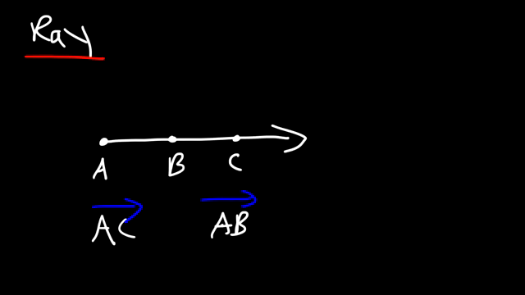The reason why we can't name it ray BC is because the first point has to start at the initial point, or the starting point, of the ray. So we need to use point A as our starting point.